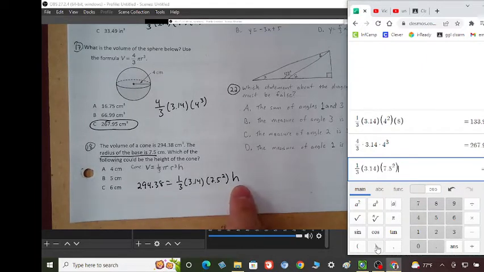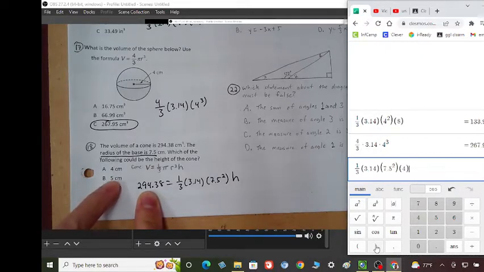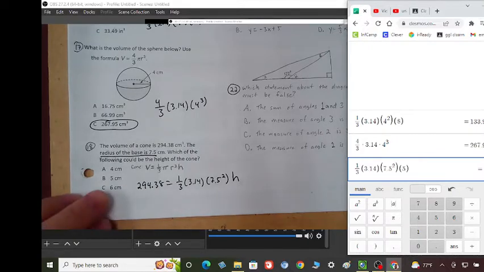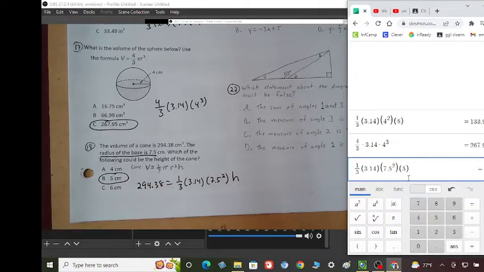Okay, so first thing I'm going to try is 4. So I'm going to do times 4. Let me see if it gives me what I want here. All right, times 4 gives me 235, not 294.38. Okay, so now I'm going to try 5 centimeters. So I'm going to delete that 4 and put in a 5. This time gives you 294.375. Rounded, that'd be .38, right? So this is what I want. I want that 5 for the height, and it'll give me that volume.